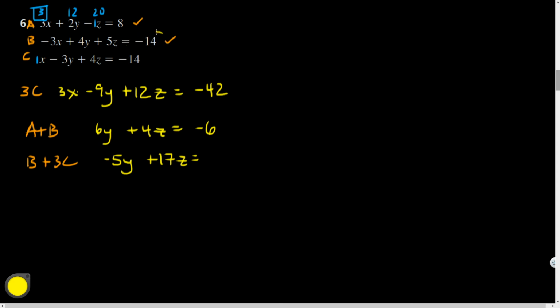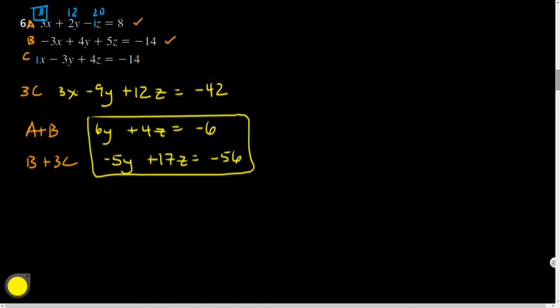b plus 3c. So negative 14 and negative 42 is negative 56. And so notice, by eliminating the same variable twice, now I have a system of two equations and two unknowns, something that we know how to solve. And so I'm going to use elimination on this.